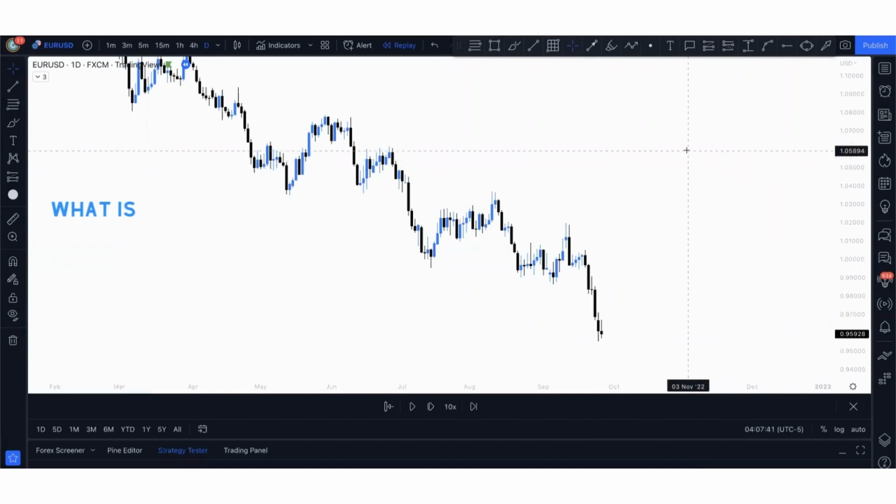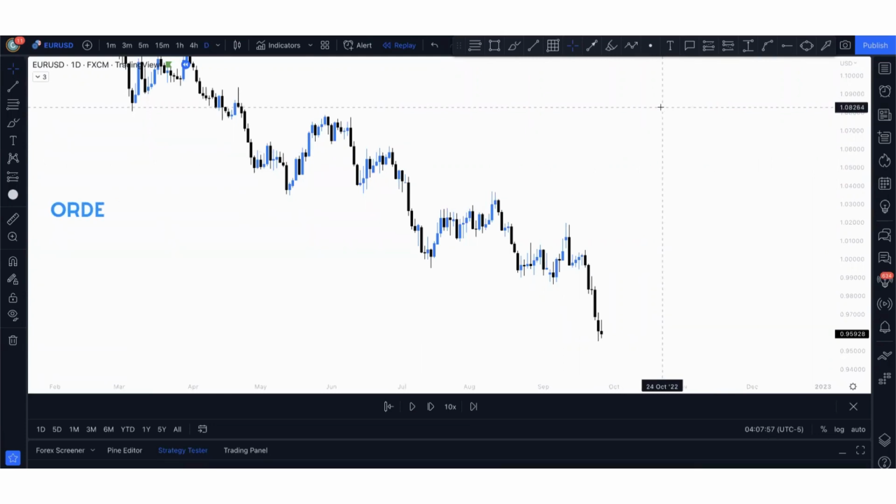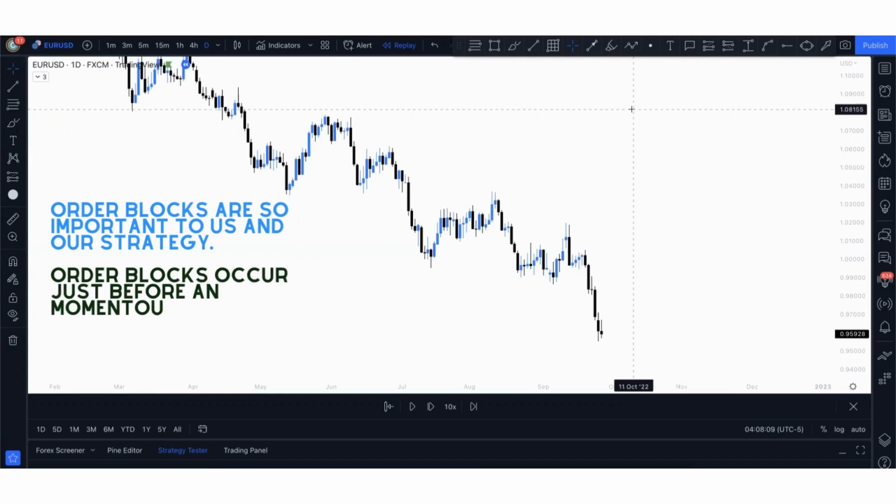So today you will learn about order blocks, how to spot a valid order block, and what are the things that you need to consider before taking a trade using the order block. So let's get started. I guess you have watched many videos about order blocks, but this one I'll try to simplify and explain in the simplest way.